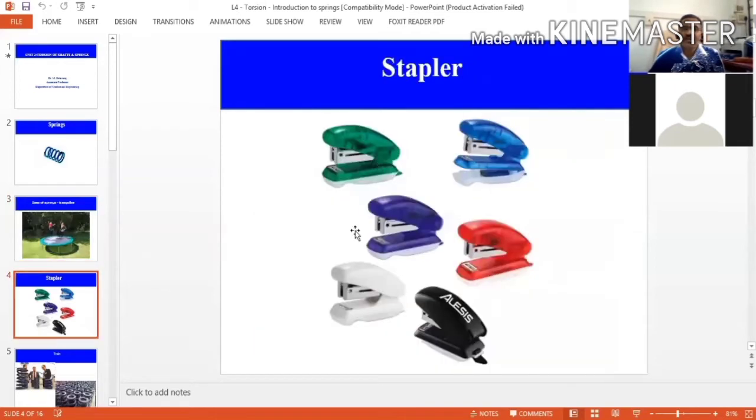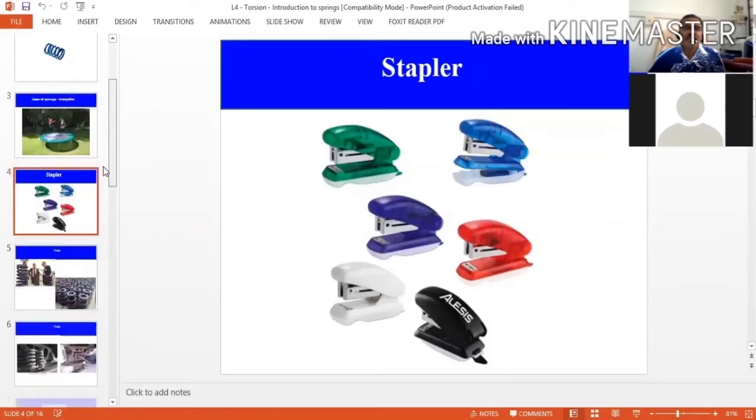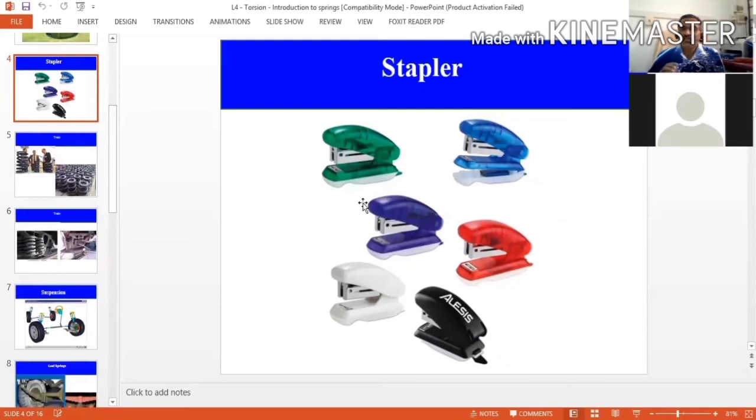Now in a stapler, here also we use a spring. What is the purpose of the spring here? The purpose of the spring is to apply force. It is used in compressed position, and it is applying the force continuously.